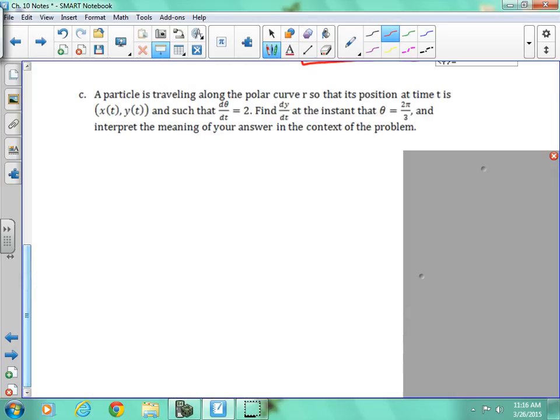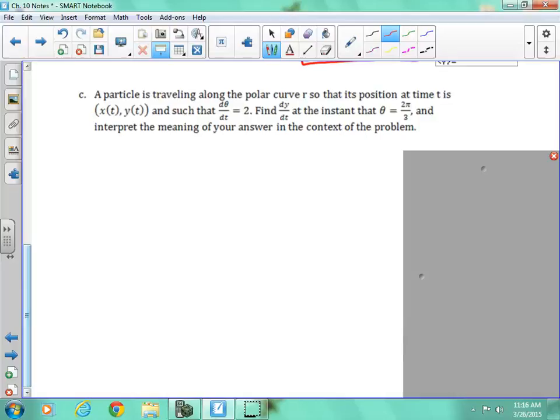A particle is traveling along the polar curve. Ooh, we have somebody moving on it. Okay, so position at time t is given, and d theta dt is given. Find dy dt at the instant given, and interpret the meaning of your answer in the context of the problem. We have stuff, yeah.